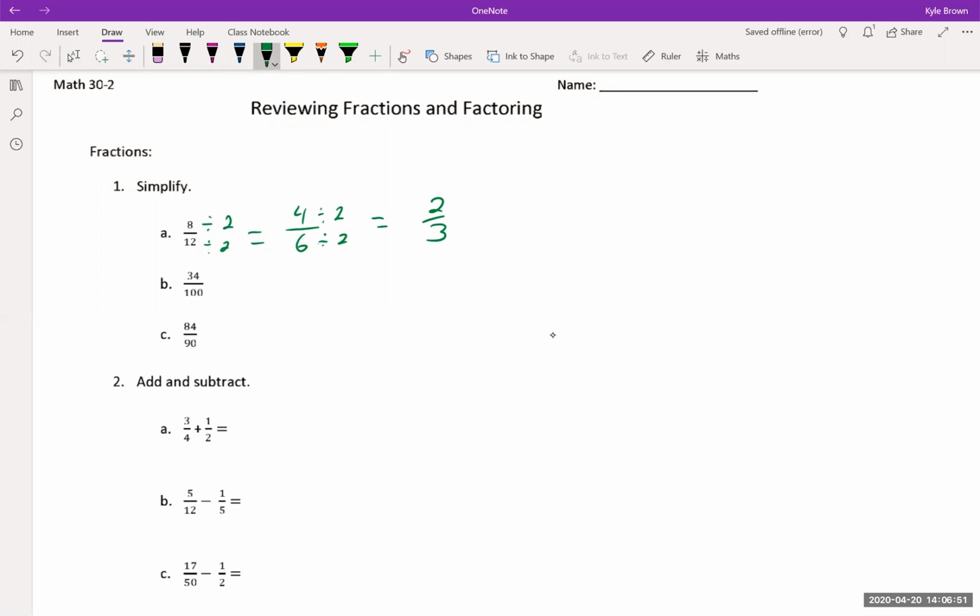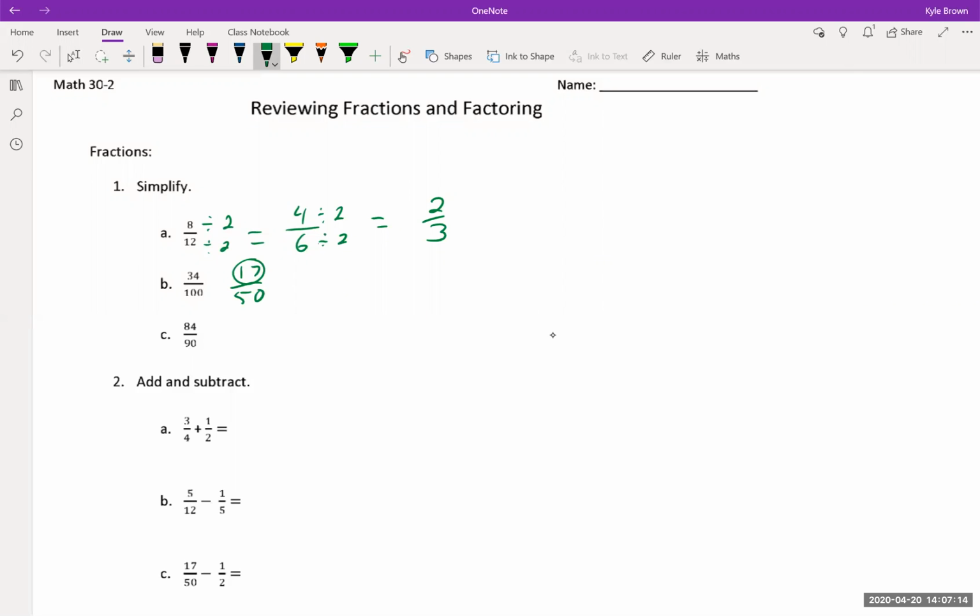Okay. Same with this one. So easy way to look at this, right? They're both even numbers. So I know 2 goes into both of those. So I'll divide the top by 2 and the bottom by 2. So that's going to be 17 over 50. And then I can probably stop because 17 is actually a prime number. There's nothing that goes into that, right? So that's as low as we can go.